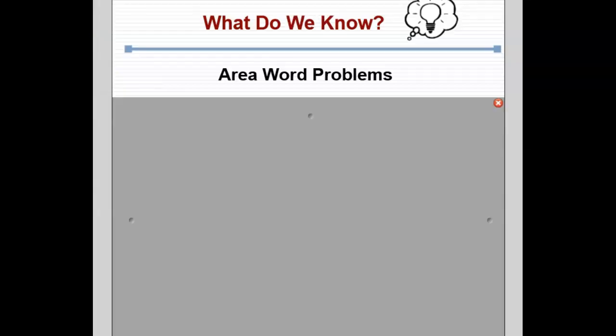So boys and girls, I happen to know that during our multiplication and division units, you studied quite a bit about area word problems. Would you please pause the video and try to remember, well, what is area and how do we determine the area of a rectangle? What were you able to remember, third graders?